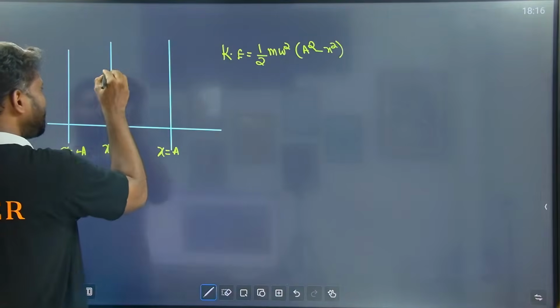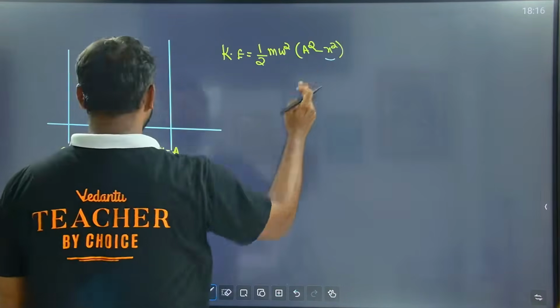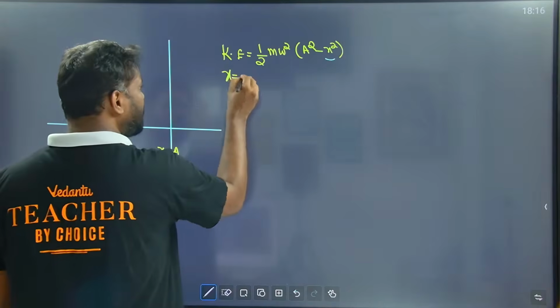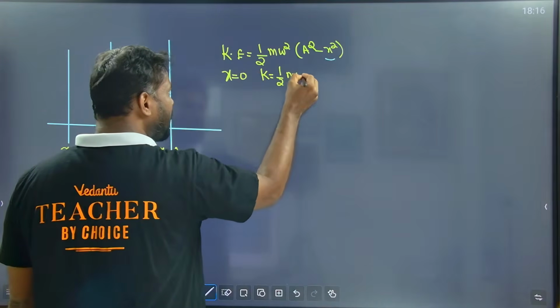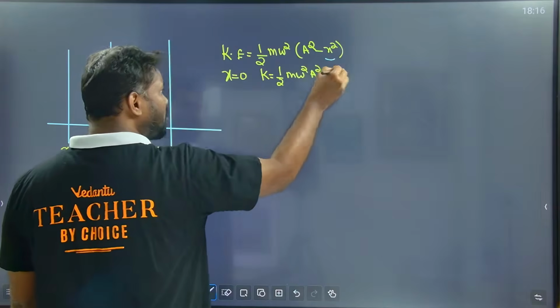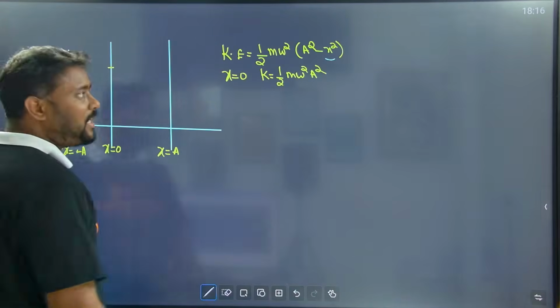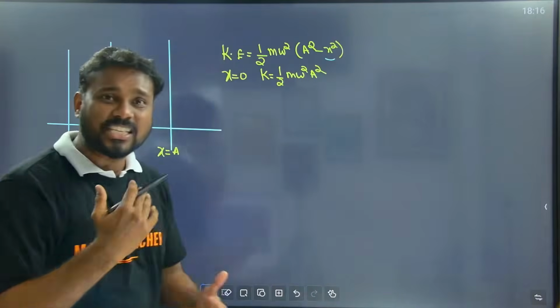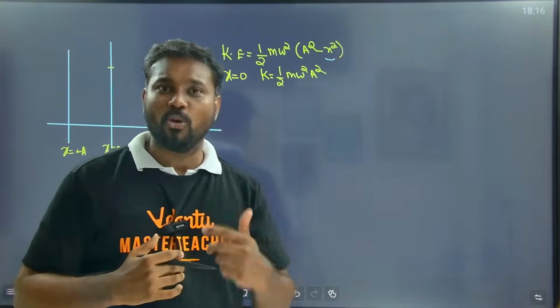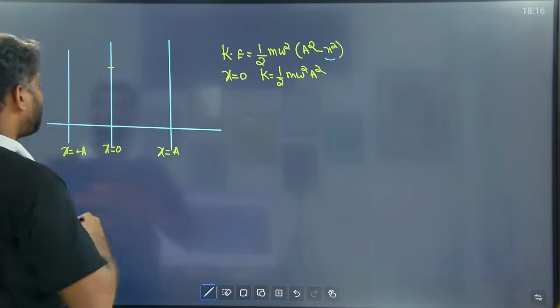See here, if we take x is equal to 0, you will get the maximum value, right? The kinetic energy value is 1 by 2 m omega square A square. Is it clear? So we'll get the maximum value. Also, it is an x square function, which means it is a parabolic function. Since it is negative here, it is a downward parabola.